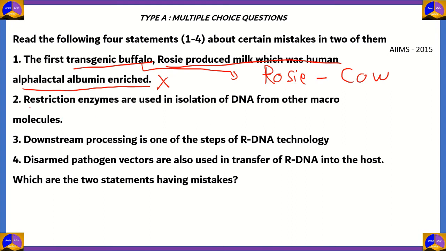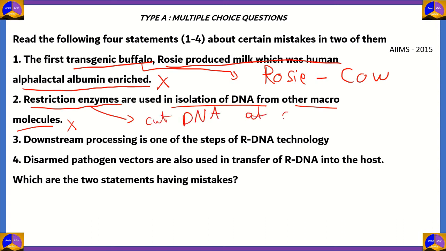It says restriction enzymes are used in isolation of DNA from other macromolecules, which again is incorrect with respect to the function of restriction enzymes. These are used to cut DNA at specific sites. So therefore, restriction enzymes, what they do is they pick up a particular bond between 2 nitrogenous bases and they cut at that particular site in palindromic sequences at both the strands.